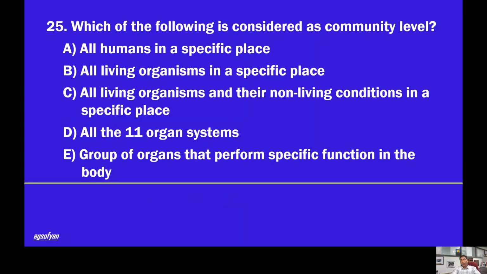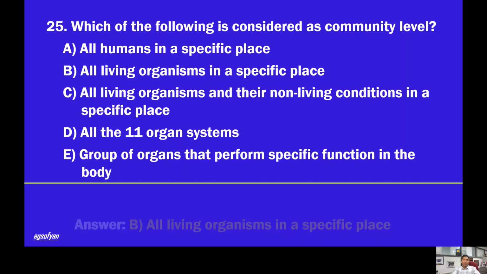25. Which of the following is considered as community level? A. All humans in a specific place. B. All living organisms in a specific place. C. All living organisms and their non-living condition in a specific place. D. All the 11 organ systems. E. Group of organs that perform specific functions in the body. Choose your answer.